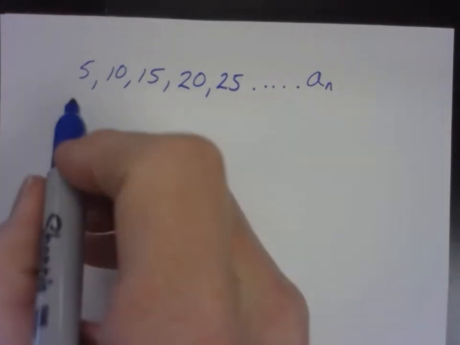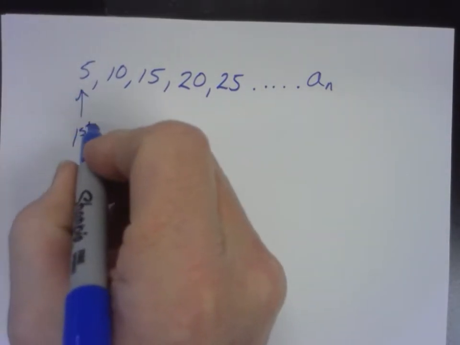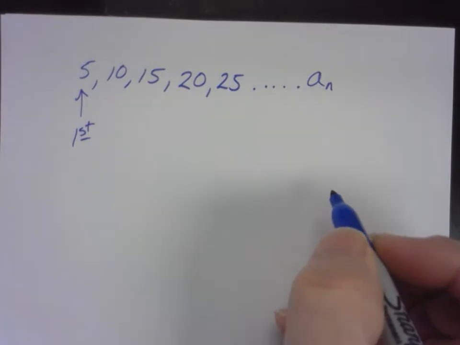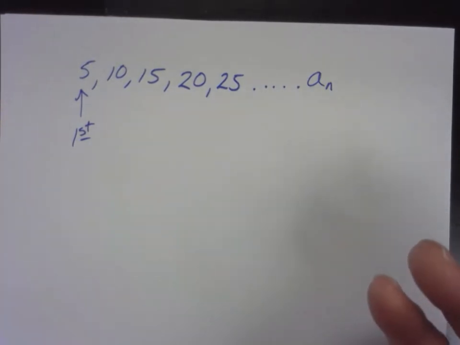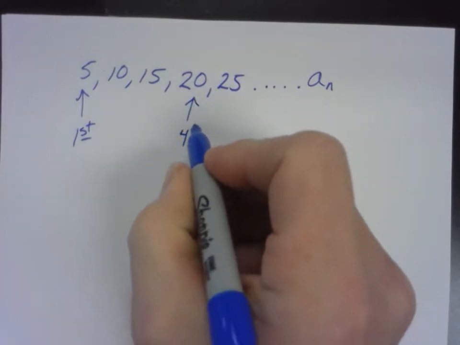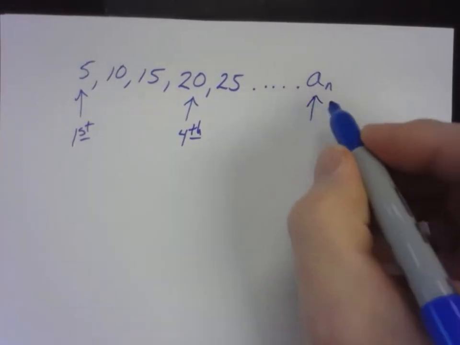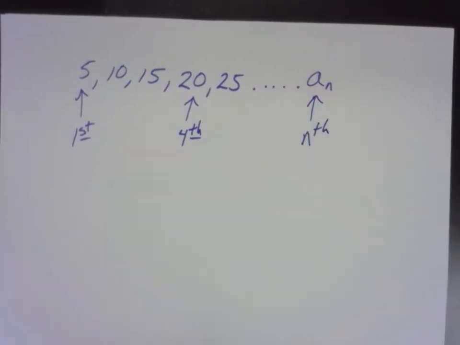Okay. And this first term right here is a 5. Can you all pick out the fourth term? Easy enough, right? Okay, there's our fourth term. Can you all see the nth term? Okay, so right here we have the nth term. And what that means is whatever it is. It could be the 20th term, it could be the 100th term, it can be whatever, okay?